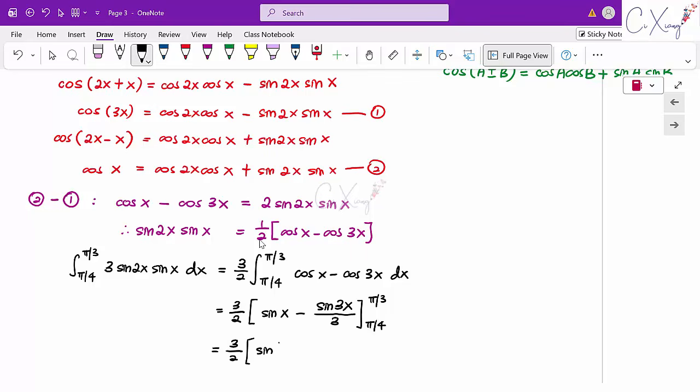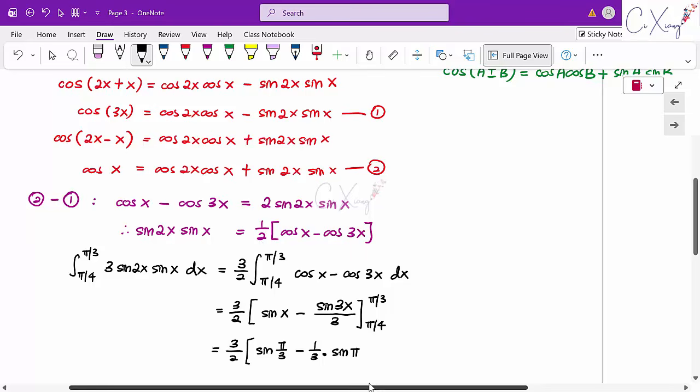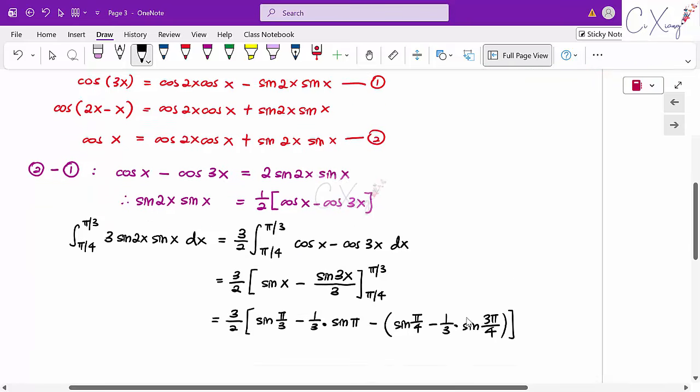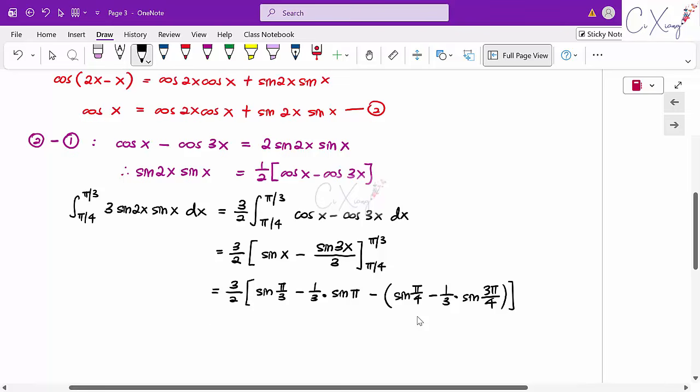Sine pi over 3, okay, minus 1 over 3, sine 3x means sine pi. Okay, then minus, now substitute in pi over 4. Sine pi over 4 minus 1 over 3, then sine 3 pi over 4. Okay, so I'm showing you the process of substituting the limits into the integration term. Then after that, let's figure out the values slowly.